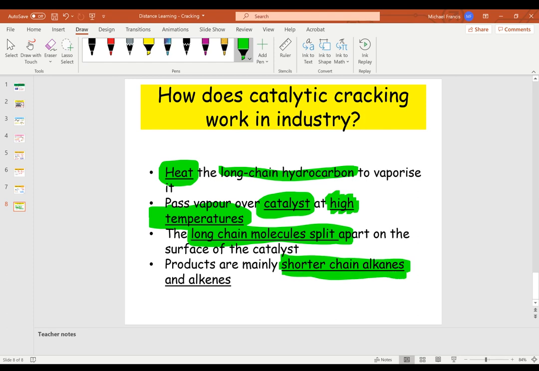Now, there is another product that is produced, which is alkenes. So there's a difference here, alkanes and alkenes. You don't know what alkenes are yet. Don't worry about it. We're going to go on to that next week. No, this week, later in the week. But for now, just be aware that they are also a product of catalytic cracking.